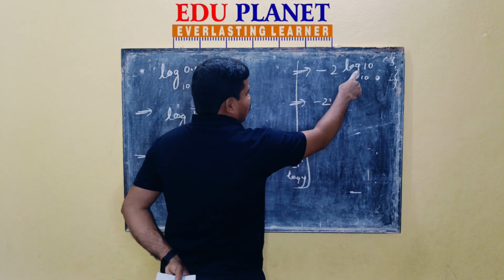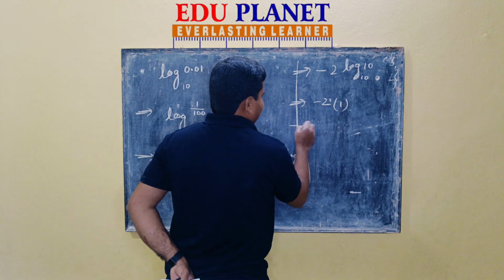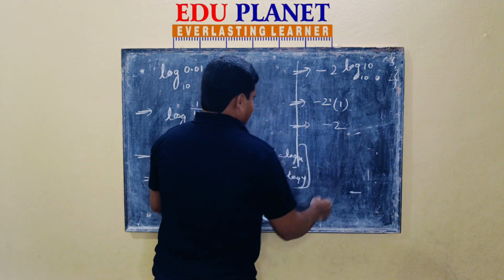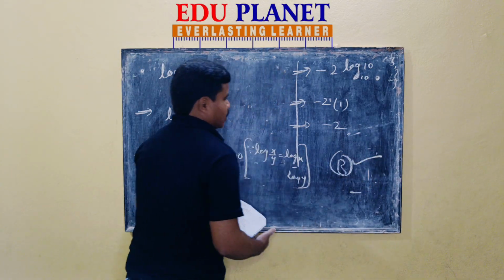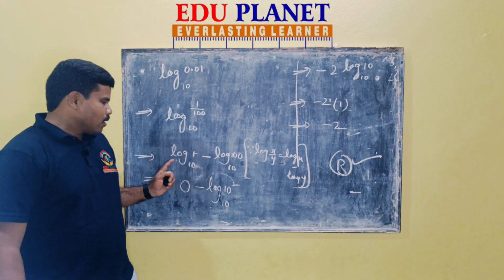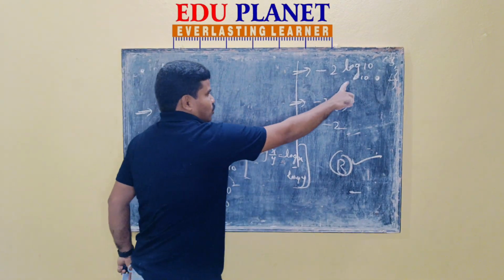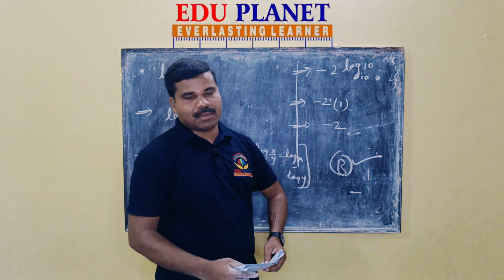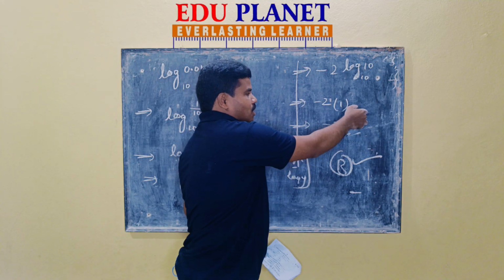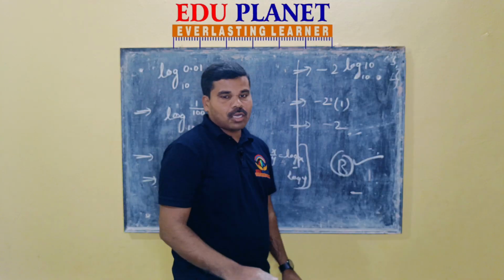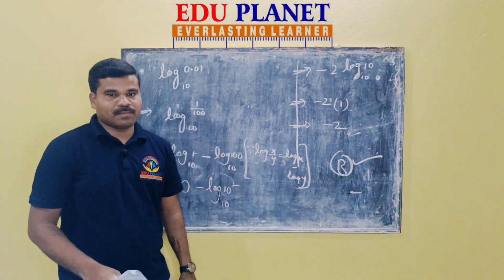Next, in minus 2 log 10 to the base 10, the log value and base value are both the same, so the entire value will become 1. Minus 2 ones are minus 2. The correct answer is minus 2. It means option B will be our option. See students, which formulas have we used? Log x to the power of m equals m log x. Here the log value and base value are both the same, it means log a to the base a equals 1. By using these three formulas, we can solve this one.